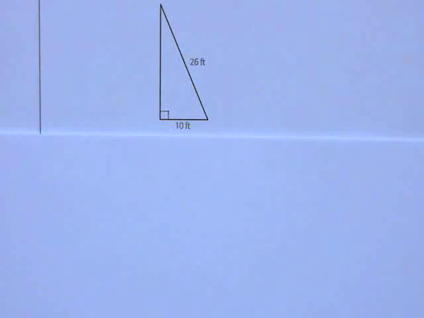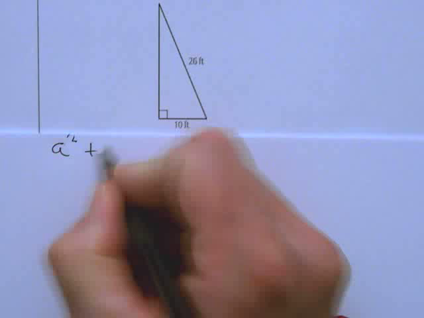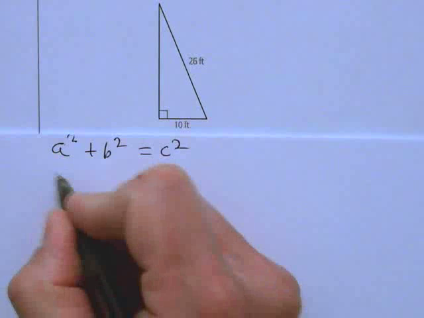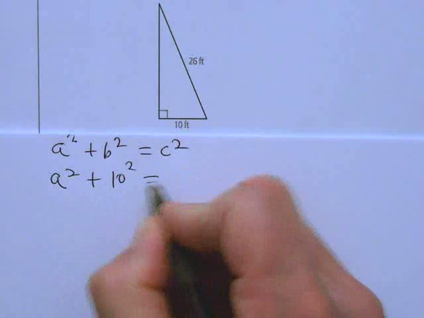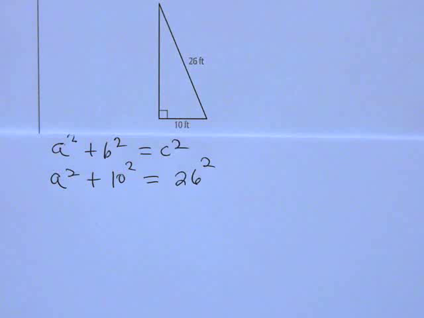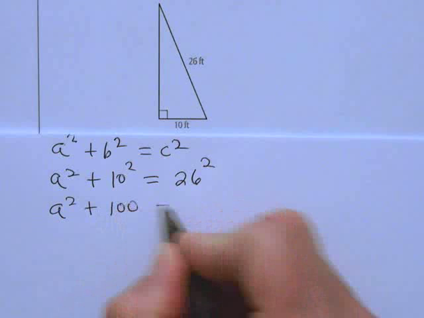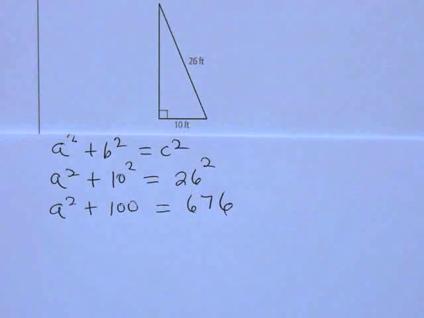And here I'm given the hypotenuse. So starting with my formula of a squared plus b squared equals c squared, I'm going to say that I don't know what a squared is, but b squared is going to be 10 to the second power, and that's going to equal 26 to the second power, which is the hypotenuse. And from there, I can see that a squared plus 100 would equal 676.